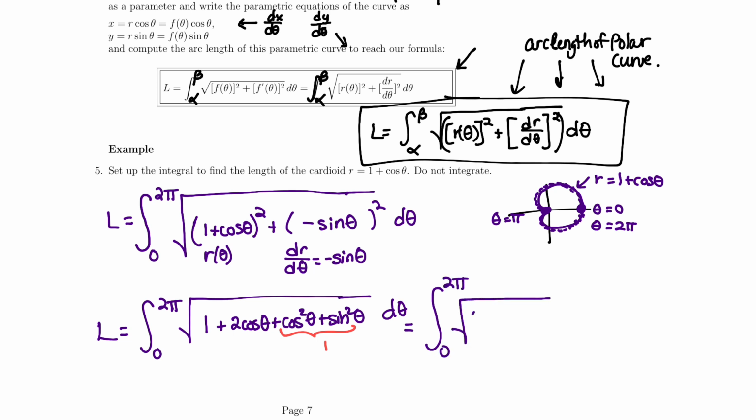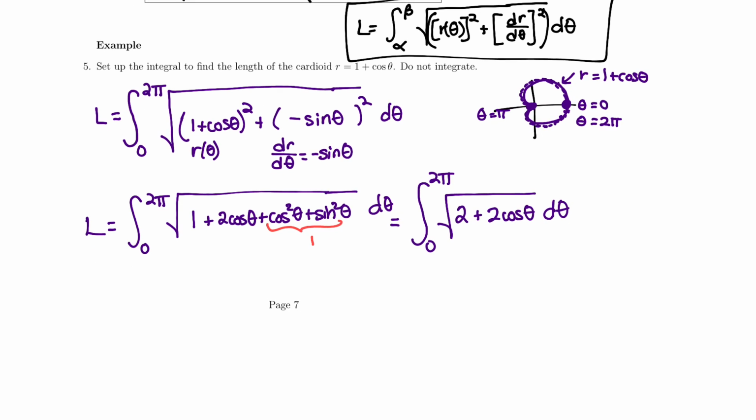Doesn't cosine squared plus sine squared equal 1? Oh my goodness gracious. Okay.